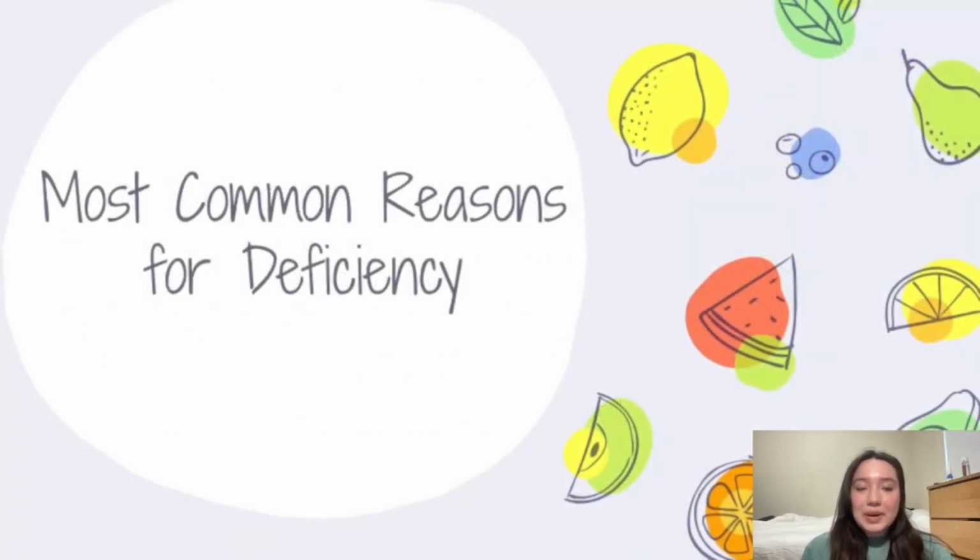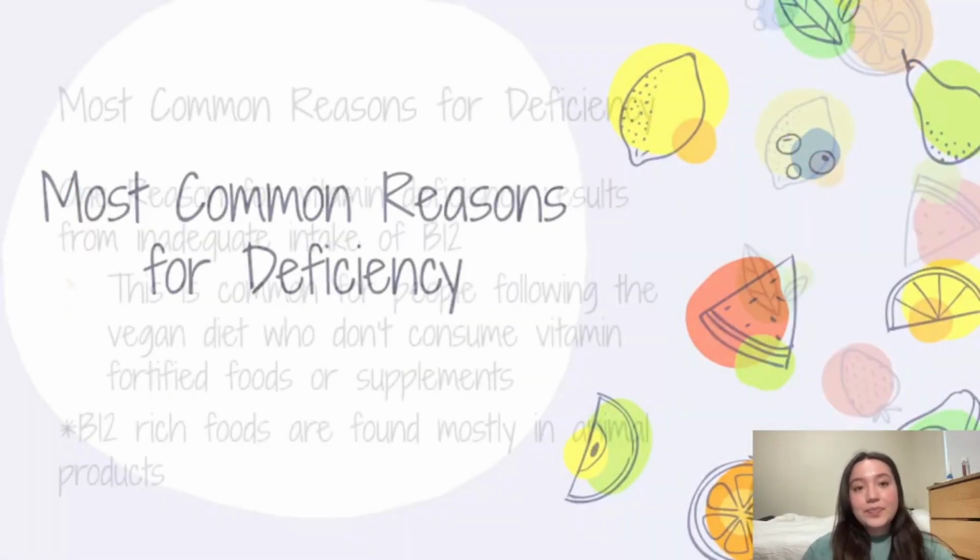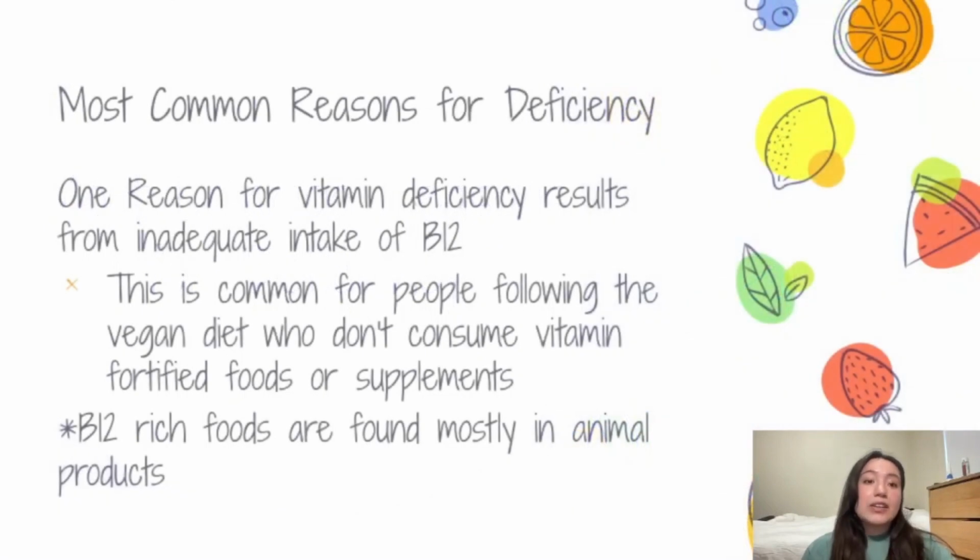Alright, so now I'm going to talk about the most common reasons for deficiency. So one reason is just not eating enough vitamin B12 rich foods. As we know, a lot of vitamin B12 is found in animal products. Therefore, it's very common for people following the vegan diet to not have enough vitamin B12, especially if they don't consume vitamin fortified foods or supplements.